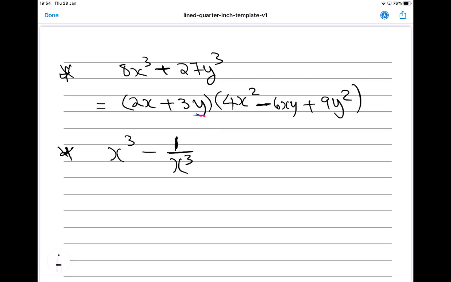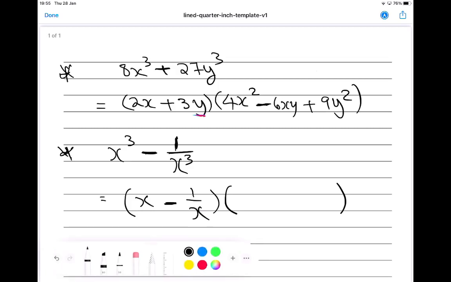Okay, one last example. X cubed minus 1 over x cubed. Again, this is difference of 2 cubes. X cubed is a cube. 1 over x cubed is also a cube. And so we need our brackets. There's a minus sign there, so we know that the minus will come in the first bracket. Then we need to take the cube root. Cube root of x cubed is x, and cube root of 1 over x cubed is 1 over x.